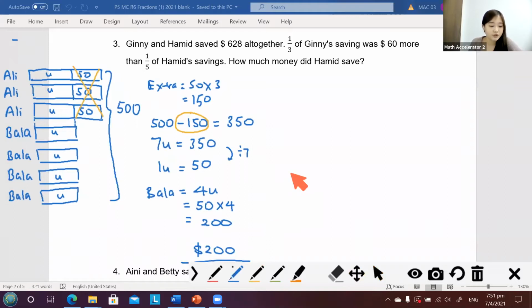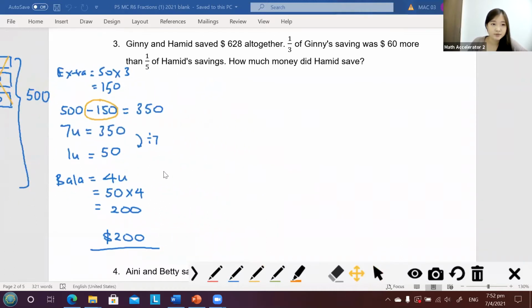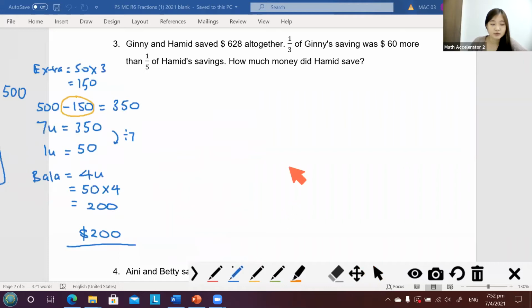Okay, let's look at question 3. Okay, so let's practice what we just learned. Okay, Guinea and Hamid, they save $628 altogether. This is your total. You can also add, but it'll be a different method. You still get the same answer.